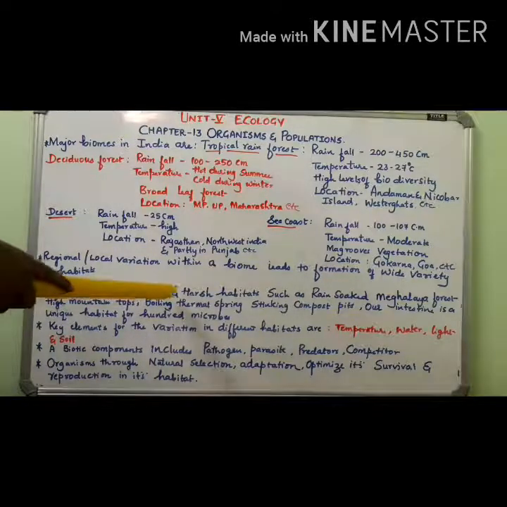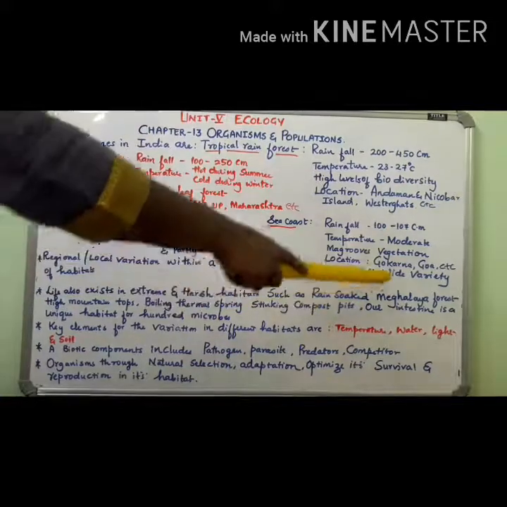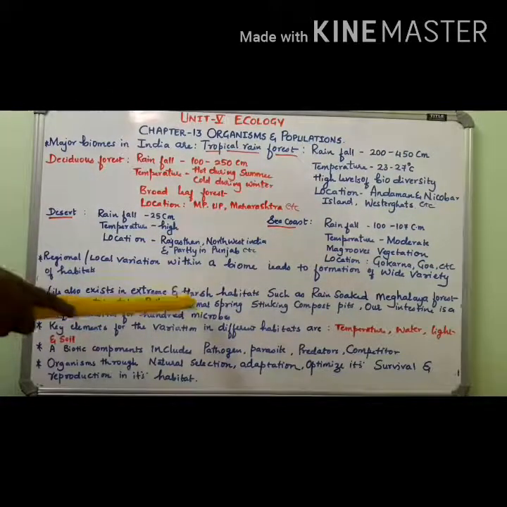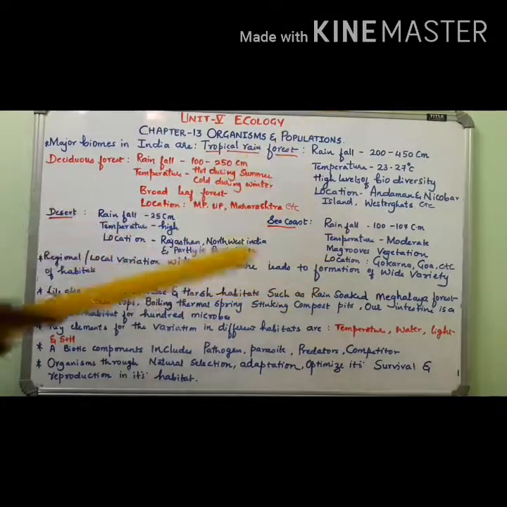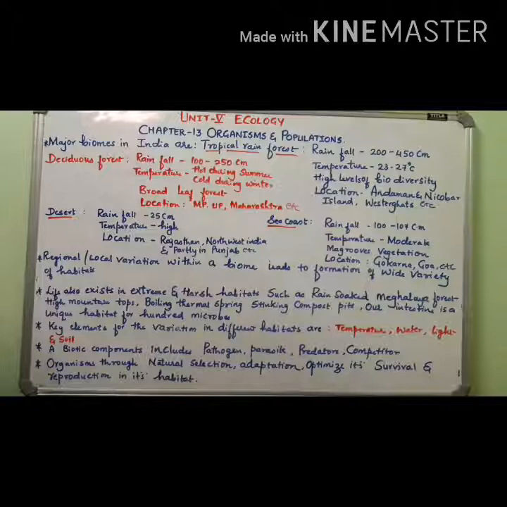Life also exists in extreme and harsh habitats such as rain-soaked Meghalaya forest, high mountain tops, boiling thermal springs, and stinking compost pits. Our intestine is a unique habitat for hundreds of microbes. For example, archaebacteria live in boiling thermal springs and stinking compost pits, and our intestine is a unique habitat for hundreds of microbes.